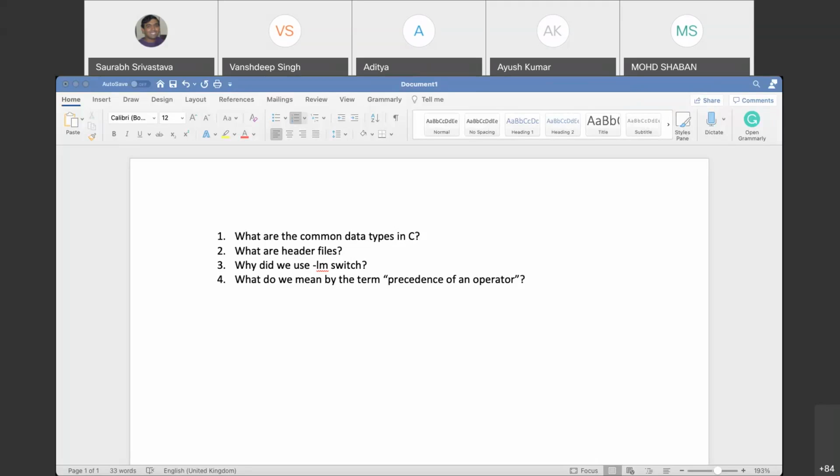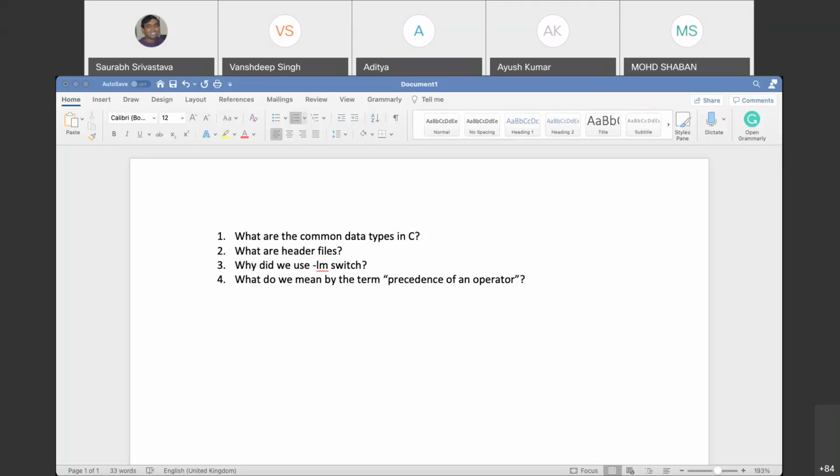So for example, in BODMAS, you will do the division first and then the multiplication. But in C, both division and multiplication are at the same level. They have the same precedence. So whichever is encountered first from the left, that will be done first.